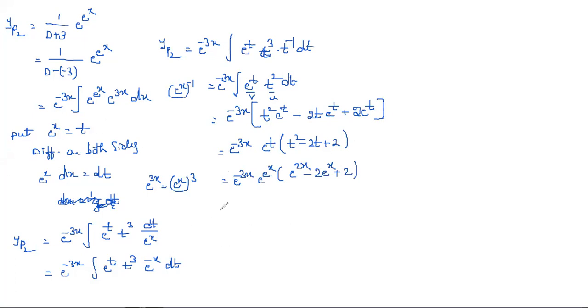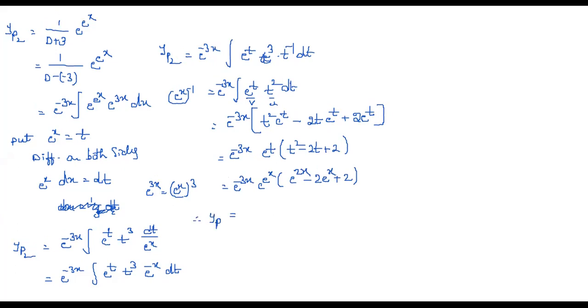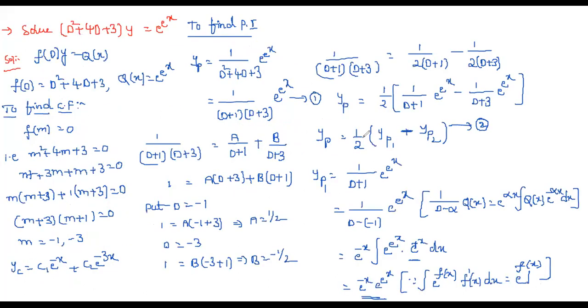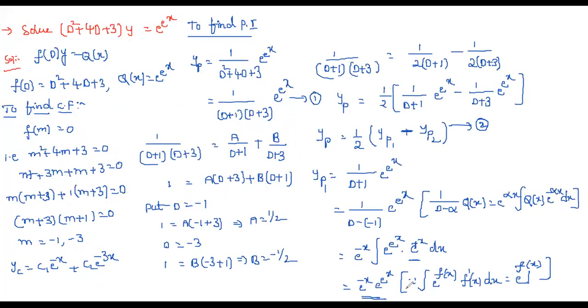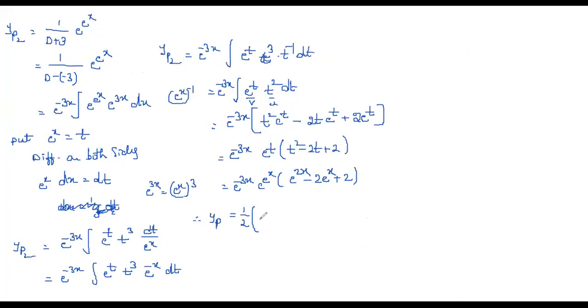This is yp2, and therefore yp is equal to 1 by 2 into yp1 minus yp2, right? So yp1 is nothing but what we got here: e power minus x into e power x, and minus yp2, e power minus 3x into e power x into e power 2x minus 2 e power x plus 2.